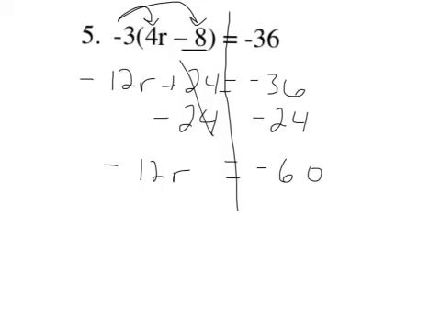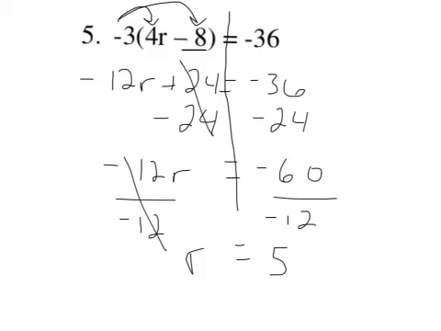It's negative 12 times r, so we divide by negative 12. We get a positive r on this side, divide by negative 12 on this side. A negative divided by negative is a positive, so 60 divided by 12 is 5.